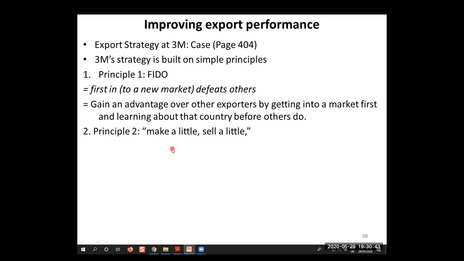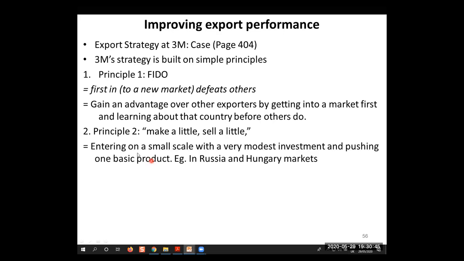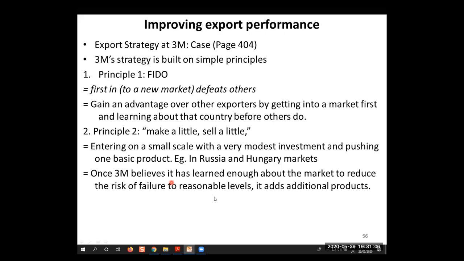The second principle of 3M is make a little, sell a little. Make a little, sell a little means entering on a small scale with a very modest investment, pushing one basic product and then really working on that one. For example, many Russian companies in the Hungarian market are like this. Make a little, sell a little. You can read it.